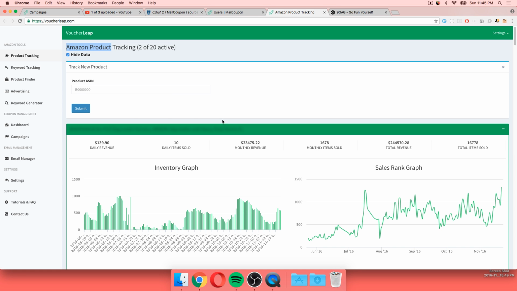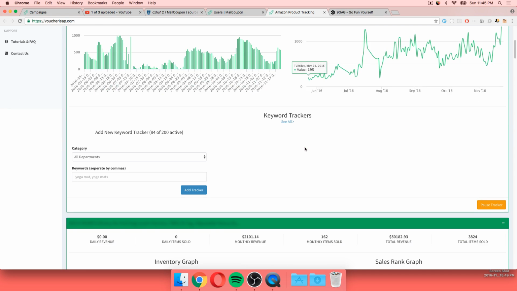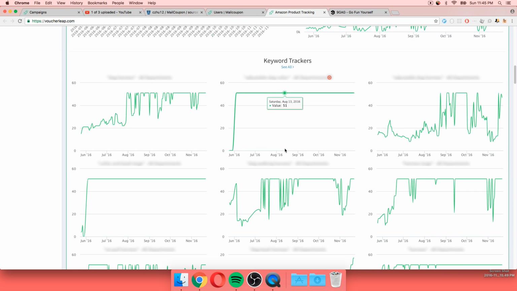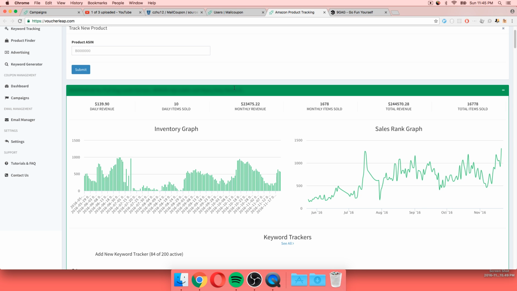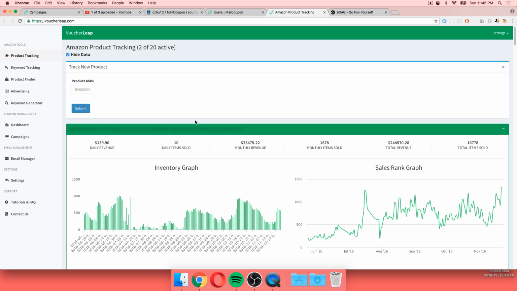Now, I had to blur out a lot of these details. This is the name of a product up here, but I actually hid the data. This hide data feature is something that people use to share screenshots of their trackers so that other people don't see what they're actually selling, right? So I'm doing that here to protect what product this Voucher Leap user is tracking. This user gave me permission to use their account for this video, and I would like to thank him for that. So let's take a look at what this is tracking here.